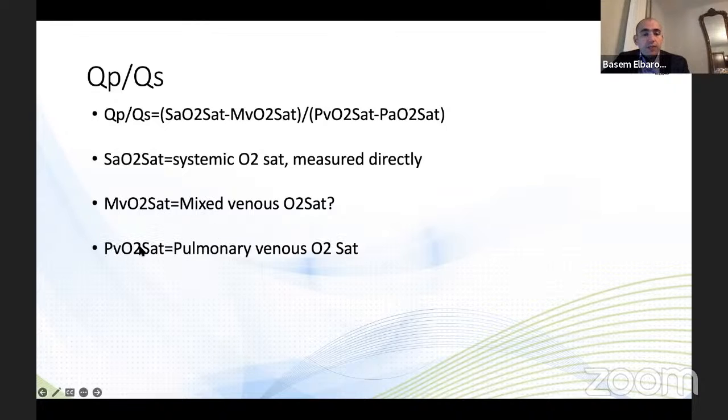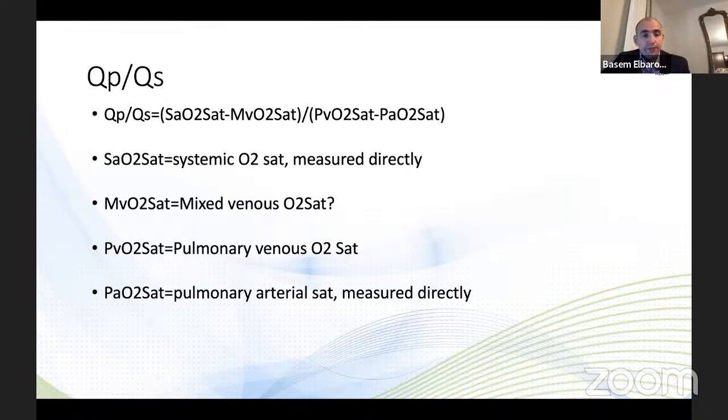The PVO2 sat, the pulmonary venous O2 sat, should be the same as the systemic oxygen saturation, assuming there is no right to left circulation. The lungs oxygenate the blood. They go into the pulmonary veins, return to the left atrium, goes to the left ventricle. So they should be the same as the systemic. Or if you're worried about a left to right, right to left shunt, then just use 98%. Okay. So far, so good, easy. The PaO2 sat is the pulmonary arterial saturation. We go in there with the catheter, we take a blood sample, we measure it directly.